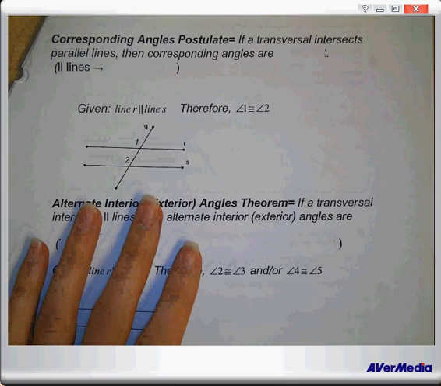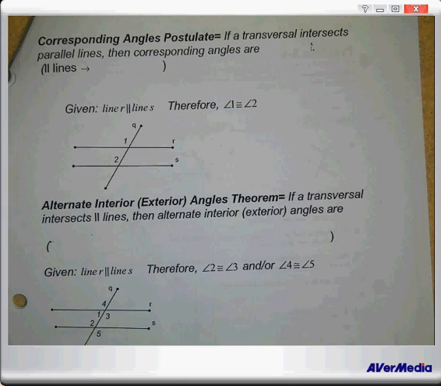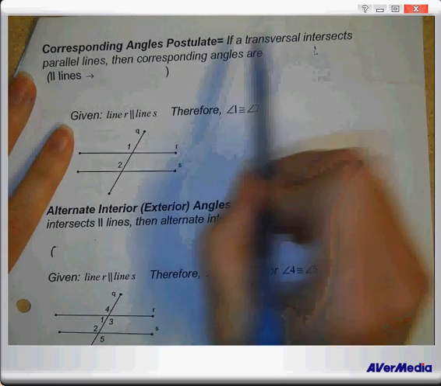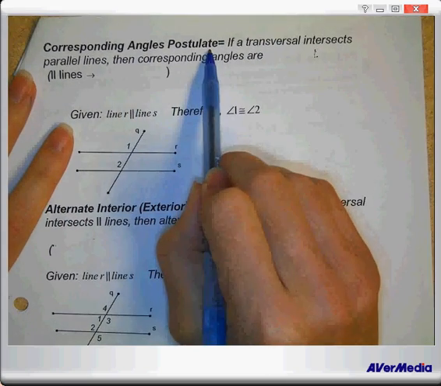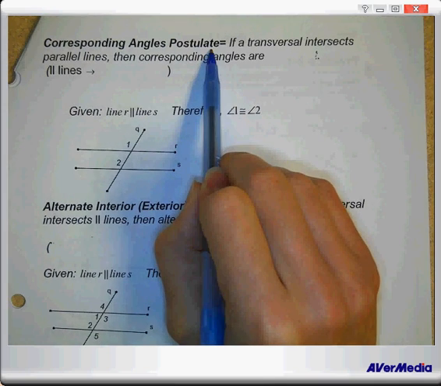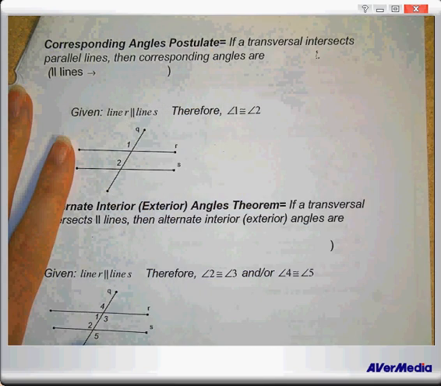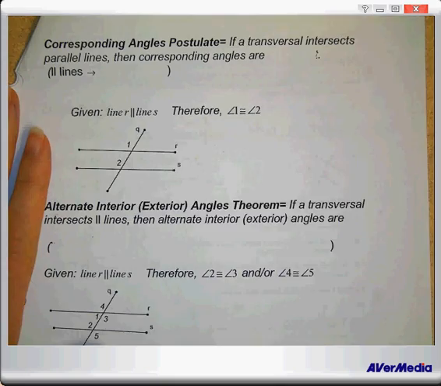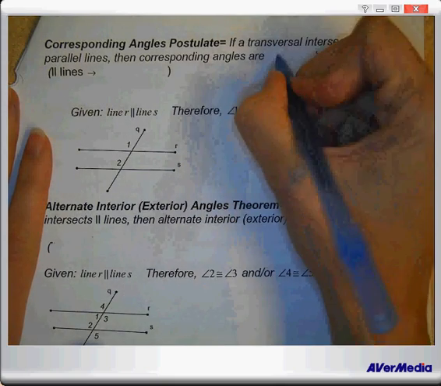Right, so now let's take our information from the other side and write them as theorems. We're going to write them as conditional statements. So here's the first one. Corresponding angles postulate means we don't prove it, it always happens, and we showed how that works. It says if a transversal intersects parallel lines, then corresponding angles are congruent.